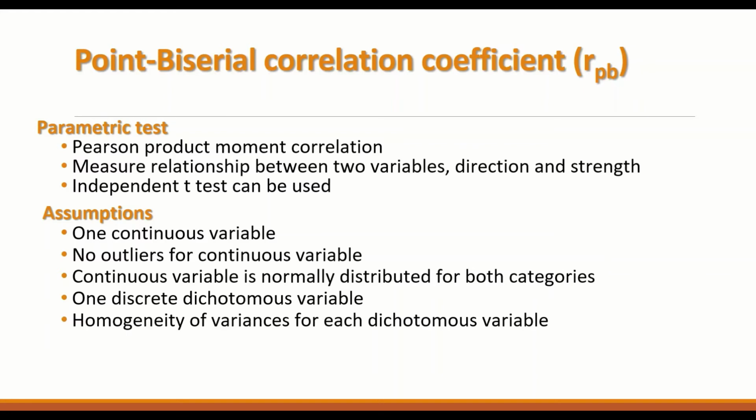One of the other prerequisites for the test is that you have a homogeneity of variance for each dichotomous variable. The data in each of the dichotomous groups has a homogeneity of variance. I've already explained what a homogeneity of variance is in a separate video clip, and it's already on the channel. Again, there are no outliers in the data.